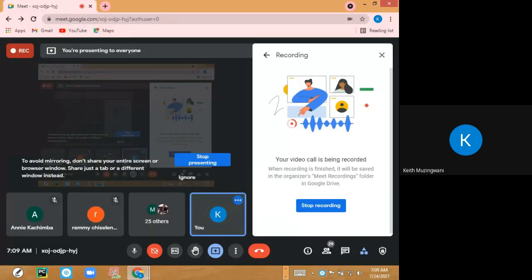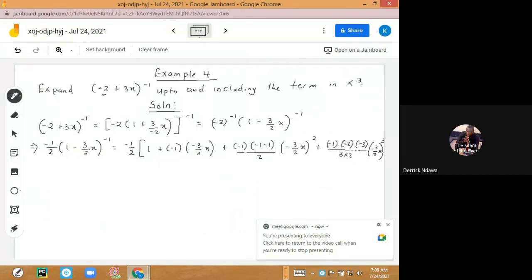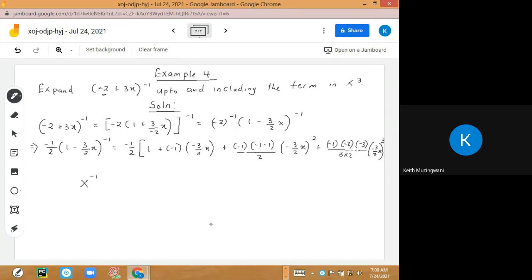Derek? Yes, sir. Where do you get negative 1 over 2? If you have x to the power negative 1, it's the same as 1 over x, is it? Yes, sir. So if we have negative 2 to the power negative 1, it must be the same as 1 over negative 2, is it? Yes. This is the same as negative 1 over 2. That's where we get it from. Thank you.